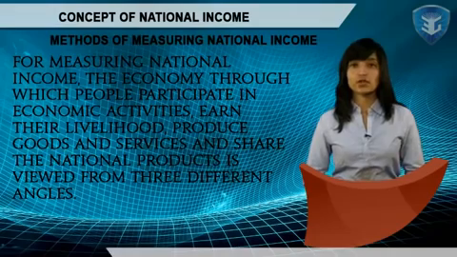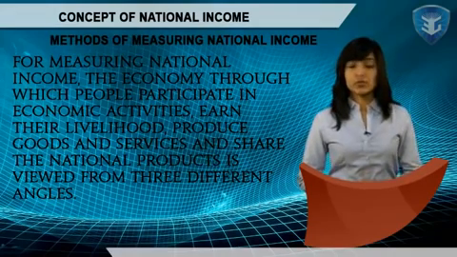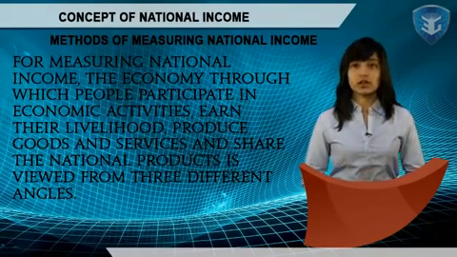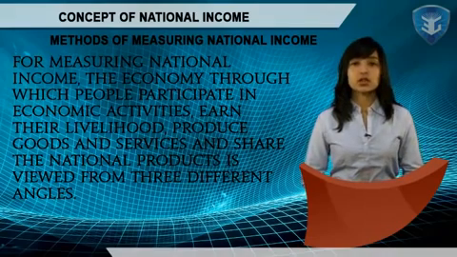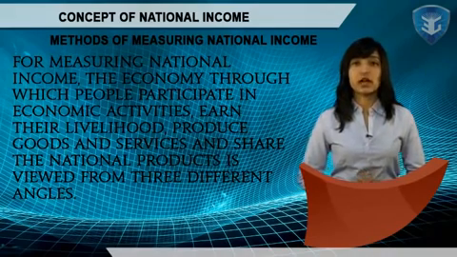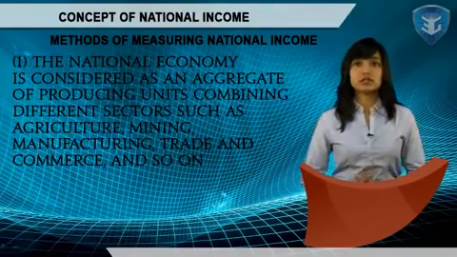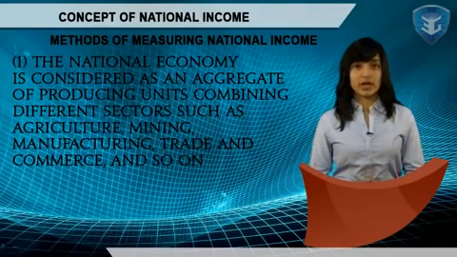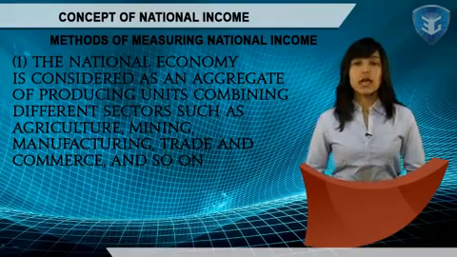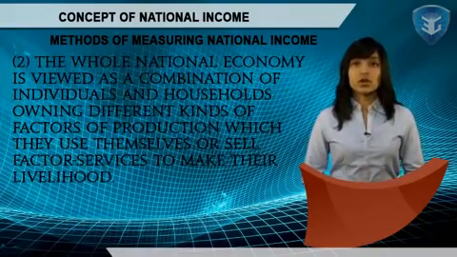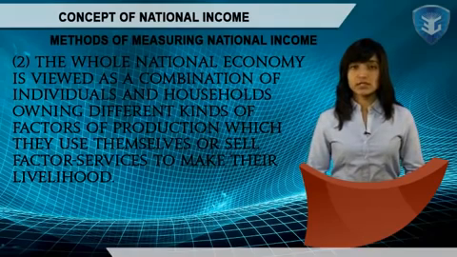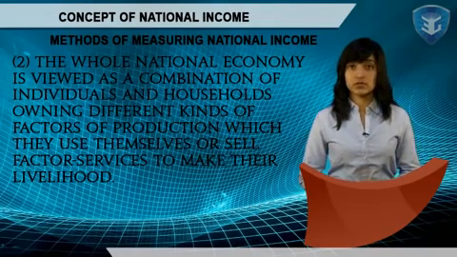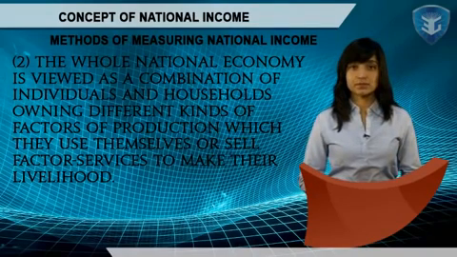Let's know the methods of measuring national income. For measuring national income, the economy, through which people participate in economic activities, earn their livelihood, produce goods and services, and share the national products, is viewed from three different angles. The national economy is considered as an aggregate of producing units combining different sectors such as agriculture, mining, manufacturing, trade and commerce, and so on. The whole national economy is viewed as a combination of individuals and households owning different kinds of factors of production which they use themselves or sell factor services to make their livelihood.